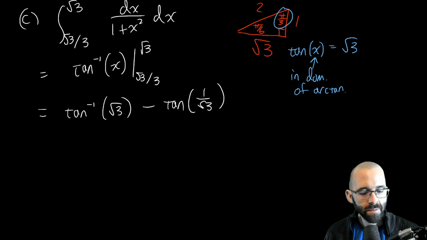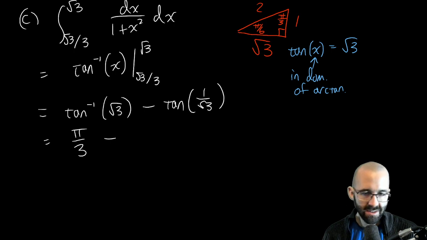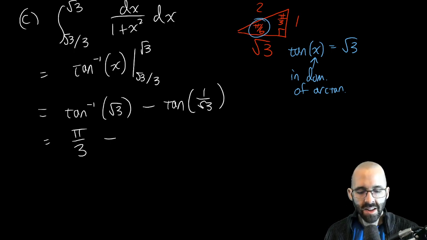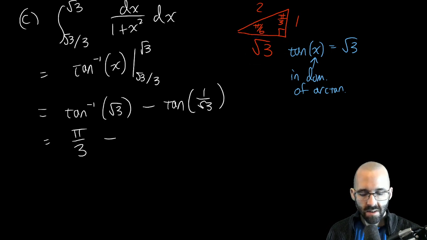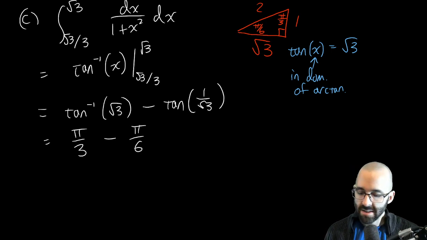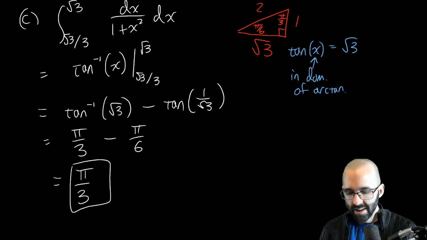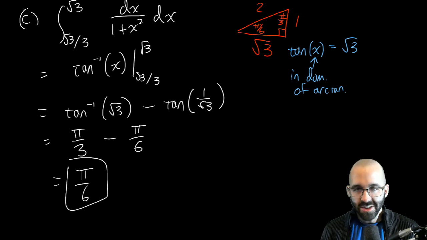Our winner is pi over 3. Tangent is opposite over adjacent. We get pi over 3 for the first one, and then we are subtracting. The second one, well, it's just going to be the reciprocal. So it's going to be this angle now. Opposite over adjacent, 1 over root 3. So pi over 6. 30 degrees, sorry, 60 degrees minus 30 degrees is 30 degrees. And that's our final answer.